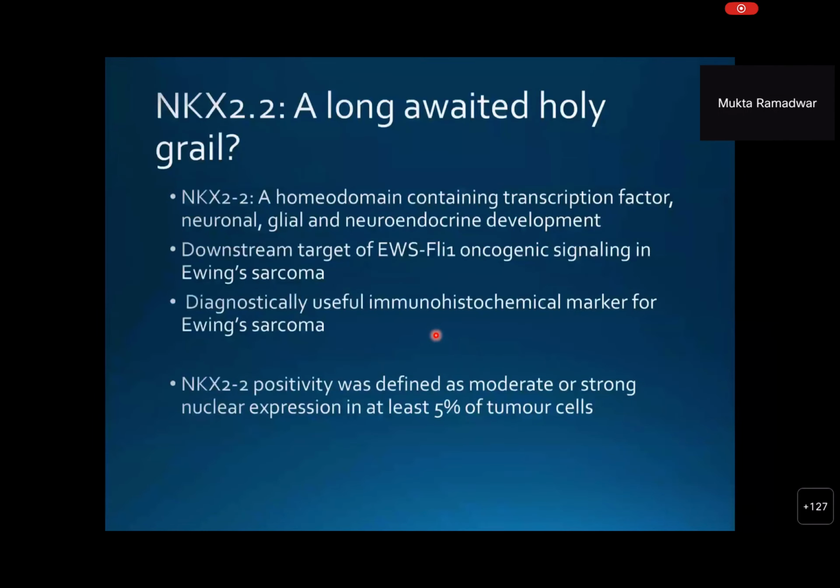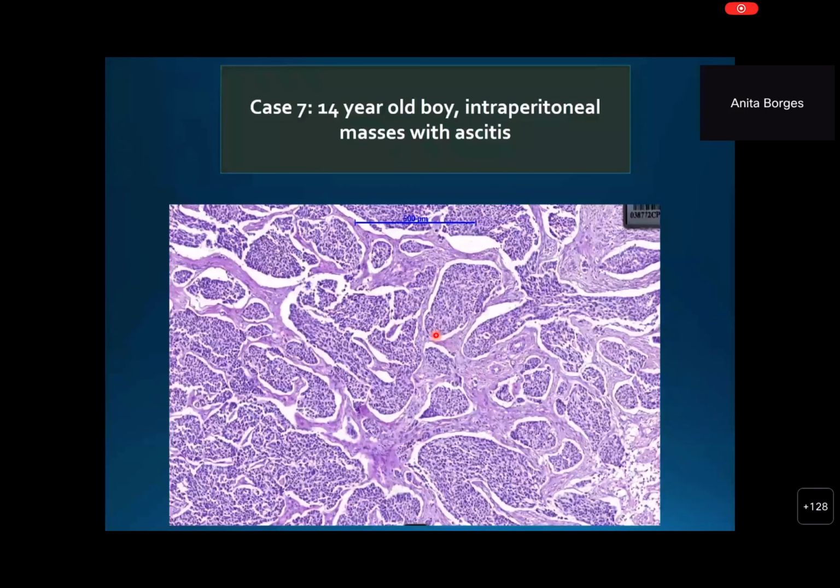Mukta, can I just add one thing over here? A lot of people don't have things like NKX2.2. It's very specific, of course. Yeah.